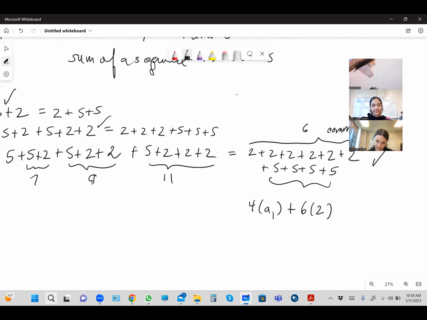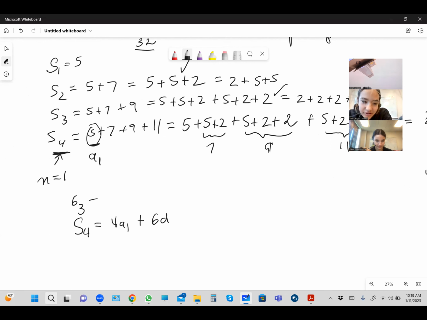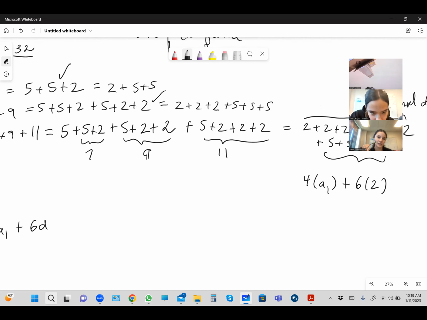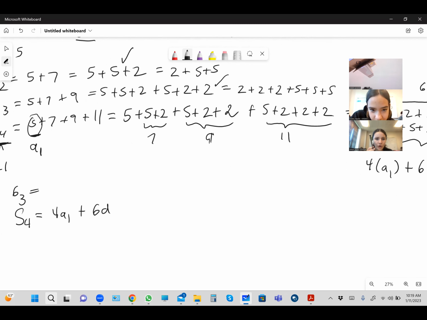Right? Now let's take a look at the previous one. Okay? So for S of 4, damn, we're running out of time, guys. We have 4 A's of 1 plus 6D. For S of 3, how many 5s do I have? 3 A's of 1. How many of the common differences of 2s do we have? 3. Okay, so we got 3D.